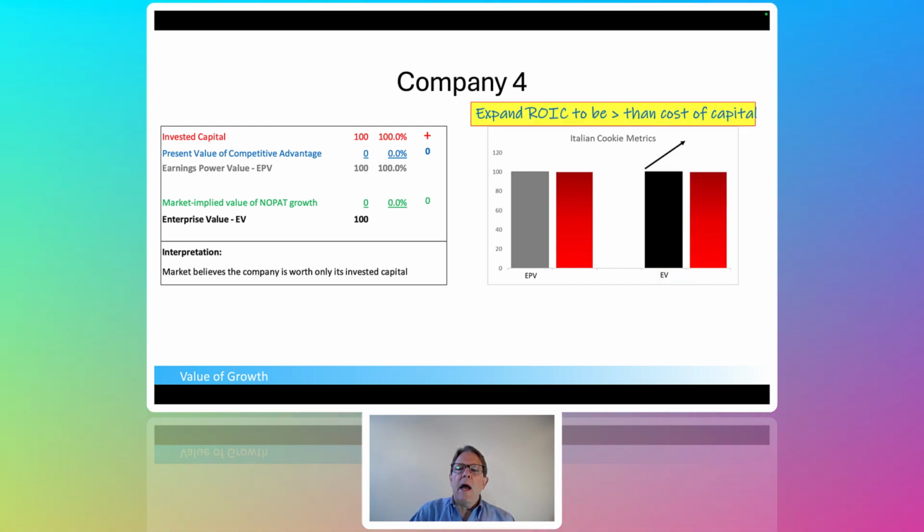So how do you make money in the stock? Well, you expand the ROIC to be greater than the cost of capital. So the company's business gets better. They get more efficient. They get more profitable. They reduce the amount of invested capital in the business. You expand that ROIC, the stock will go up. All right. So if a stock trades at earnings power value and enterprise value equal to its invested capital, guess what? The way you make money is just make it a better business, which makes sense.